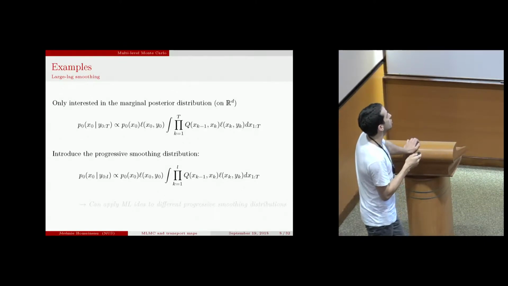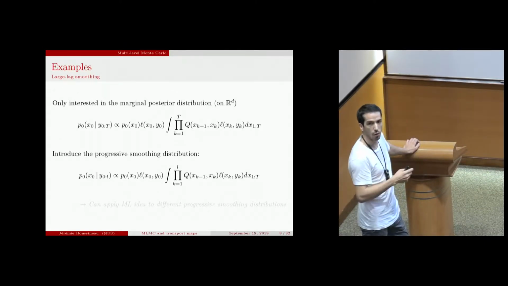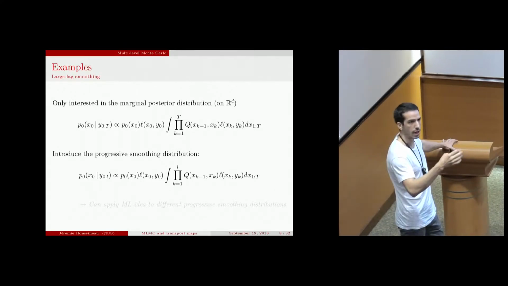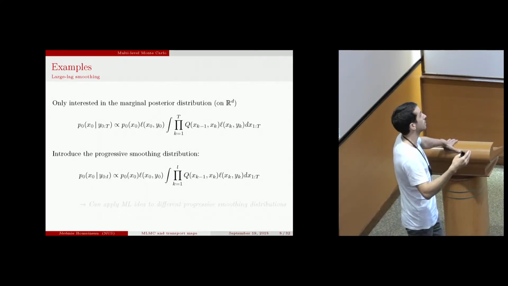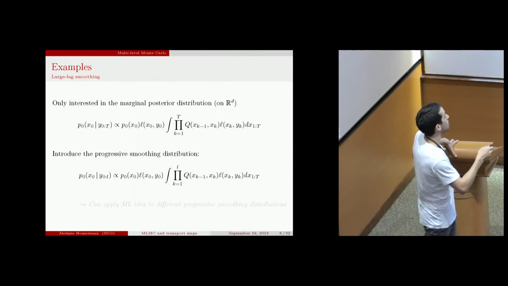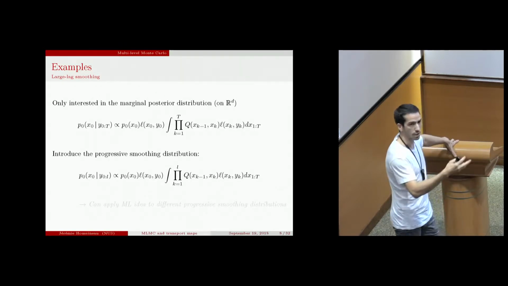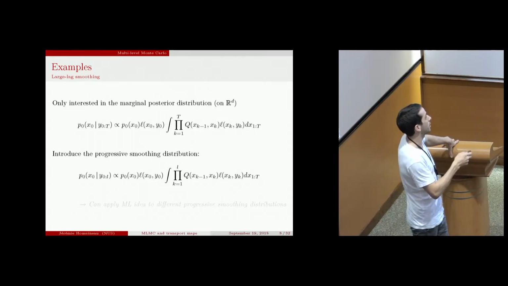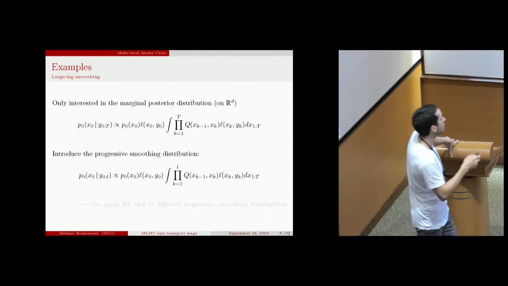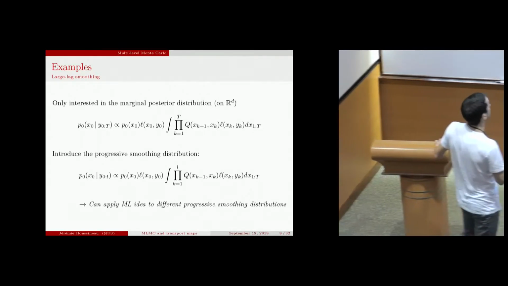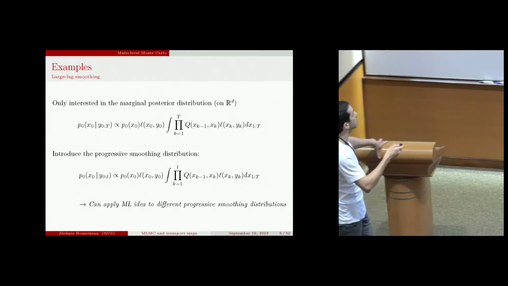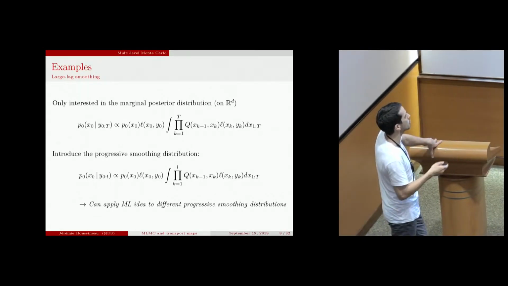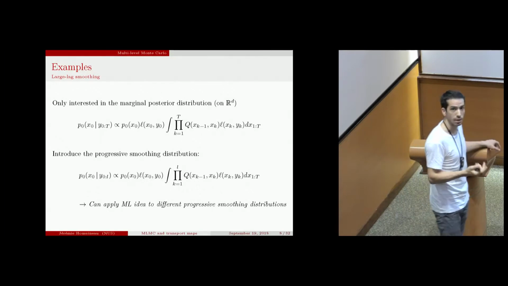And a natural idea is to think, well, I'm going to condition on more and more observations, and this is going to give me a level. The more observations I integrate, the closer and closer this gets to this. So once again, using these progressive smoothing distributions, we can apply the multi-level idea.